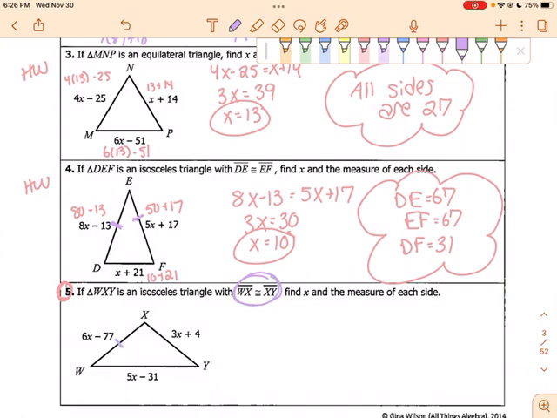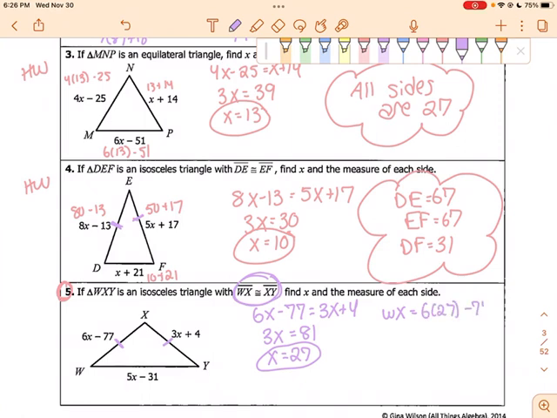So we say that number 5, we again have isosceles triangle. They tell you which sides are equal, so you can go mark it on your diagram, because sometimes it's not the ones that look equal. So now we know that's where our equation is coming from. 6x minus 77 equals 3x plus 4. Subtract 3x, add the 77. So x equals, I want to say 27, but let me just double check. Yeah, 27.